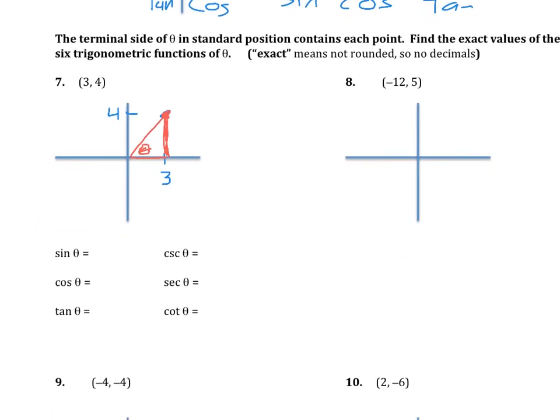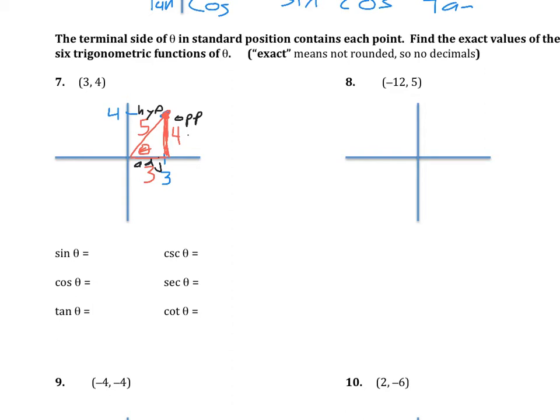Alright, so first thing you have to do is label the lengths of the triangle. So this bottom distance is 3. This vertical distance is 4. Using the Pythagorean theorem, you know the hypotenuse is going to be 5. Alright, let's label these sides. SOHCAHTOA. So from theta, this is opposite, this down here is adjacent, and this is hypotenuse.